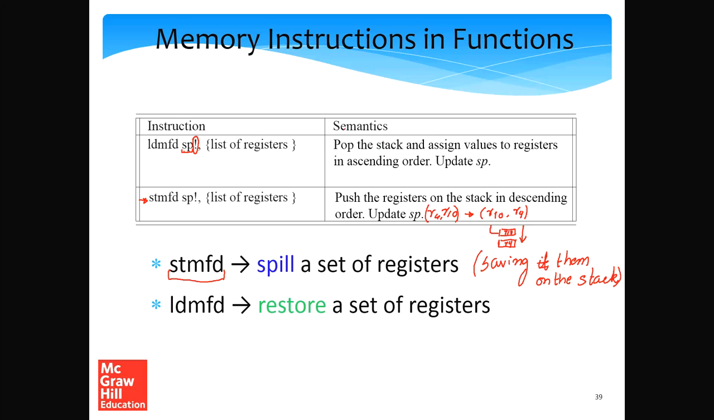So the LDMFD instruction does exactly the opposite. What it does is that it starts at the top of the stack and pops the stack and assigns values to registers in ascending order, which is the reverse order. So first you would pop R4, then it would pop R10 and update the value of the stack pointer to what it was before. We shall find both of these instructions, LDMFD and STMFD, to be extremely useful when we show an example of how to use them to save and restore registers.